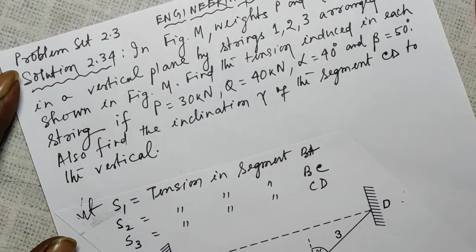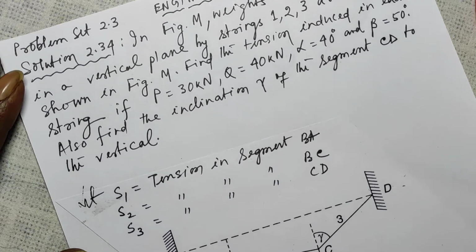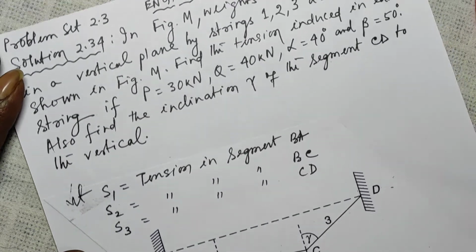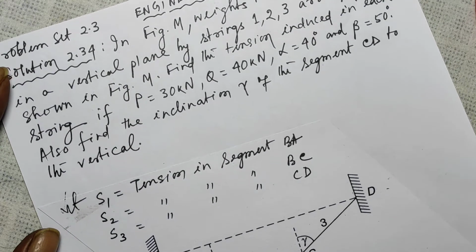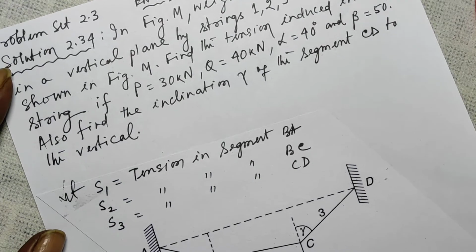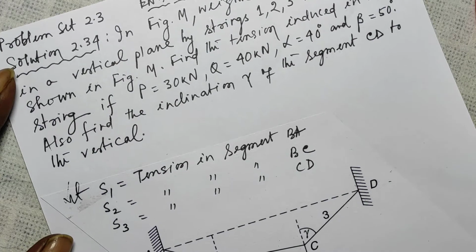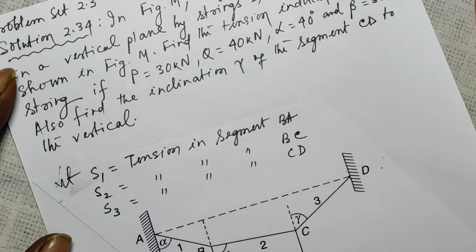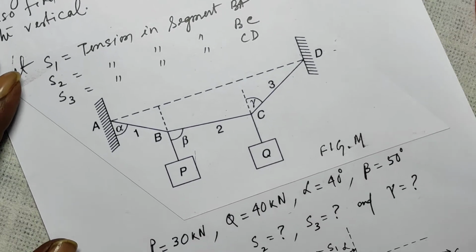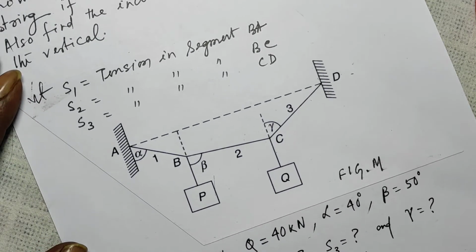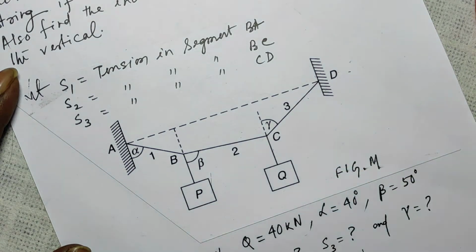As shown in figure M, find the tension induced in each string if P is equal to 30 kilonewton, Q is equal to 40 kilonewton, alpha is equal to 40 degree and beta is equal to 50 degree. And also find the inclination gamma of the segment CD to the vertical, meaning what angle CD makes with the vertical.